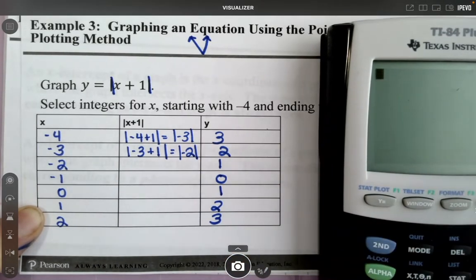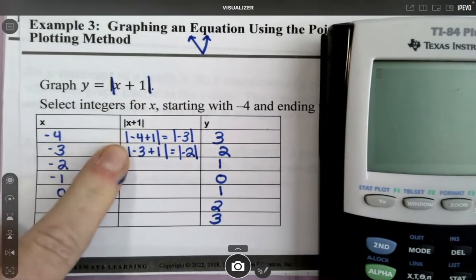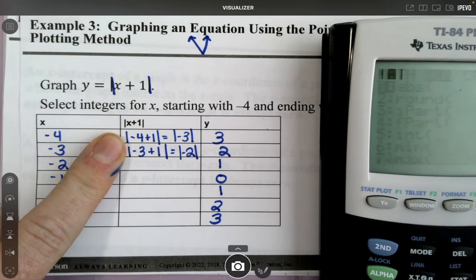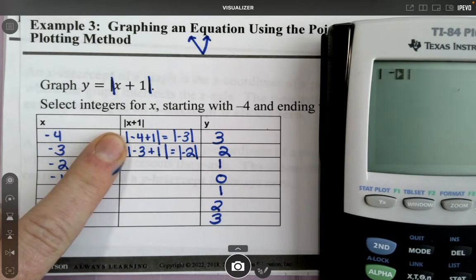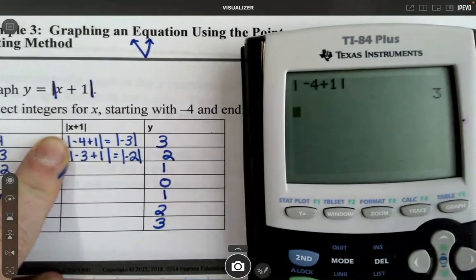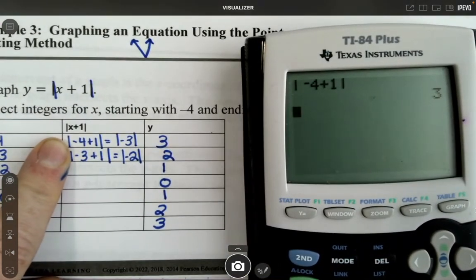If you don't want to do the table of values, you can also do absolute value for each one of these. So you, again, go to math, over to number, absolute, put in negative 4 plus 1, enter. That turns out to be 3. So those are two different methods.